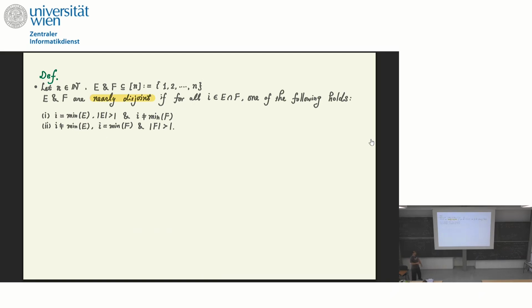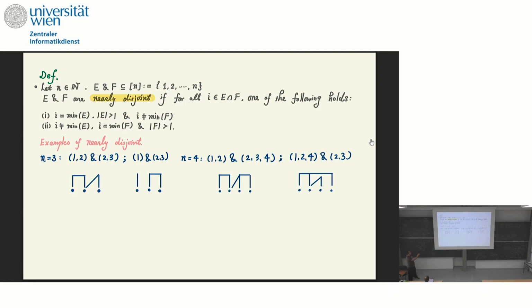The first notation is this: if you're given subsets of 1 to n, we call them nearly disjoint if they satisfy the following property. First, we don't assume they are disjoint, so they can have some common element. If i belongs to E intersection F, then i must be the minimum of E, or i must be the minimum of F. They also need that if i is the minimum of E, then the size of E needs to be bigger than 1. Okay, it's very abstract, but we can see some examples.